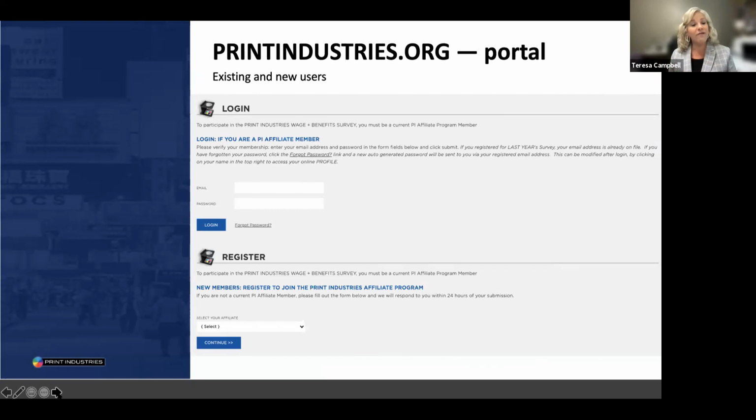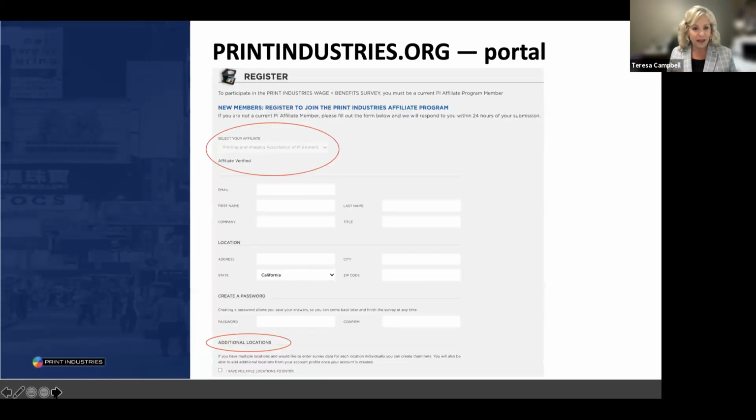If you have not done it before, it's not terribly difficult. You're going to register at the bottom. First, you have to select your affiliate. That's important because it's helping us track which region you're in across the country. Once you select your affiliate, then you input your contact information.